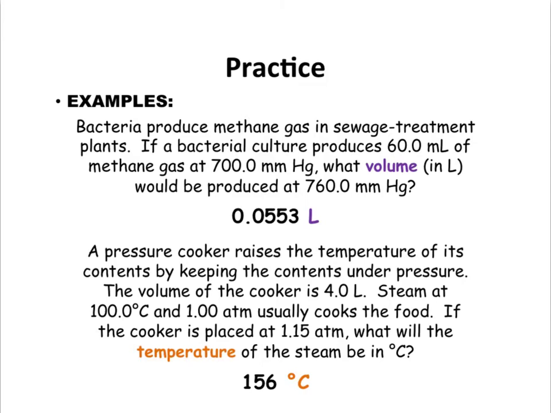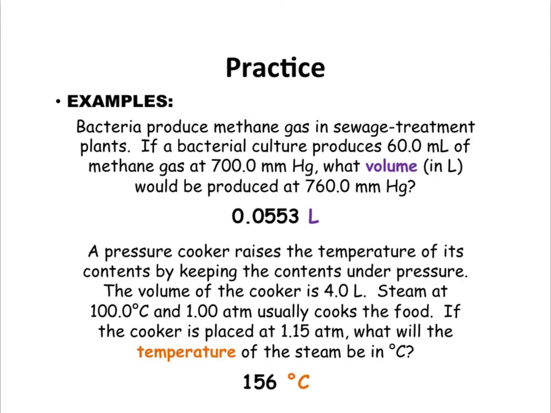So the first example says bacteria produce methane gas in sewage treatment plants. If a bacterial culture produces 60.0 milliliters of methane gas at 700.0 millimeters of mercury, what volume in liters would be produced at 760.0 millimeters of mercury?